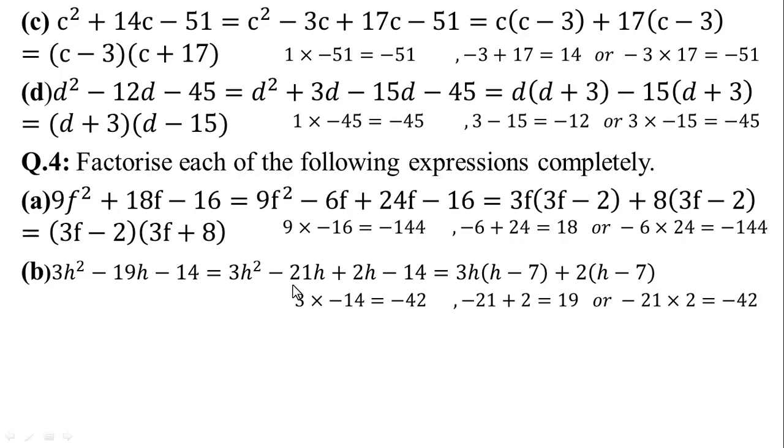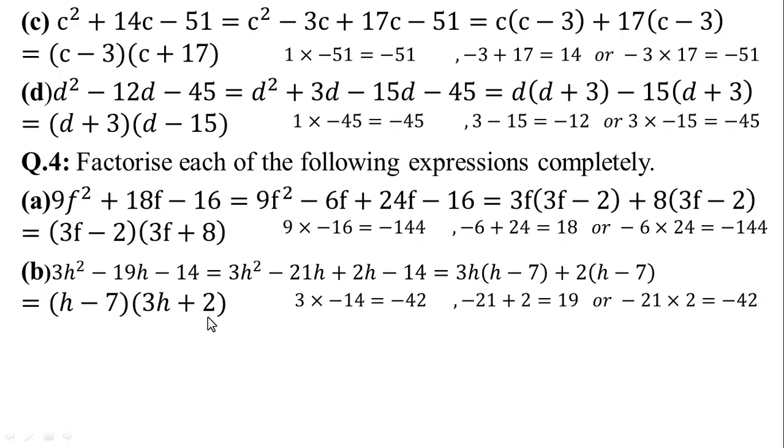Taking 3h common in first two terms because 3 is divisible by both terms and h is also common, then 3h into h minus 7. And next two terms are divisible by 2, so taking the common 2 into h minus 7. Then h minus 7 and h minus 7 are common in both terms, then h minus 7 into 3h plus 2.